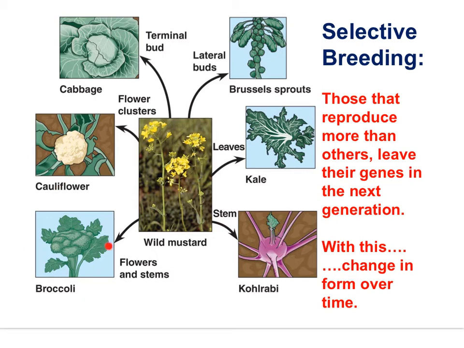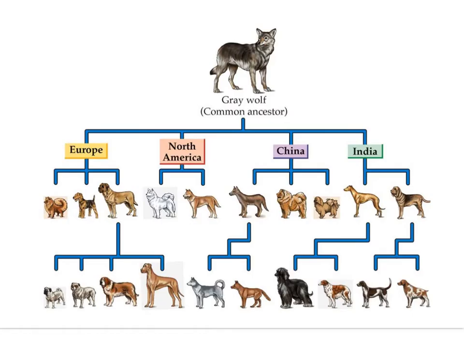Cabbage, broccoli, cauliflower, kohlrabi, kale, and Brussels sprouts are all derived from a single ancestral species through artificial selection. Farmers interested in different parts of the plant for eating have selectively altered the species toward the production of leaves, or flower, or stem, or buds. The various breeds of dogs today are derived from a single common ancestor through selective breeding.